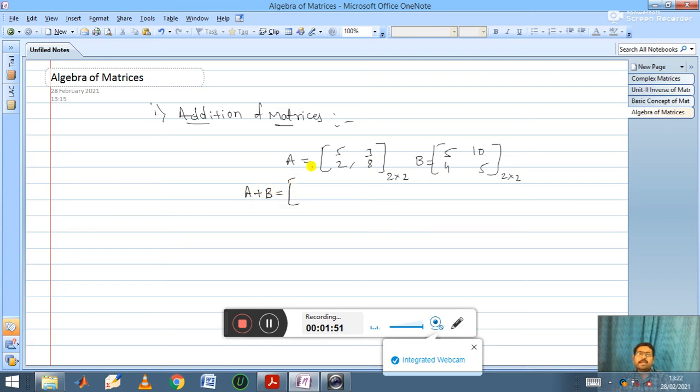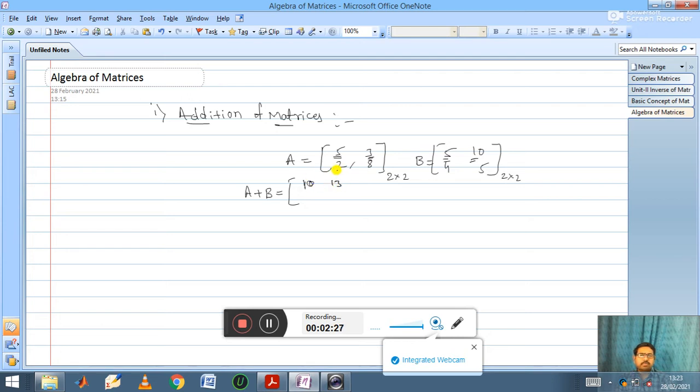Here we are adding element by element. In matrix A, the first row first element is 5. In matrix B, the first row first element is 5. Then 5 plus 5 gives 10. In A plus B, the first row first element is 10. Then go with the second element. The first row second element is 3 in matrix A, and in matrix B, it is 10. So 3 plus 10 gives 13.